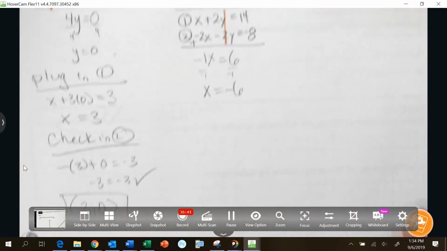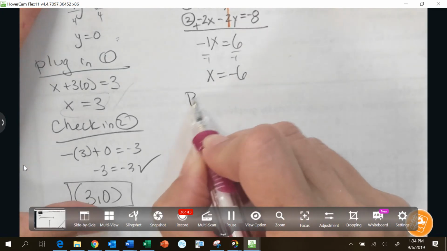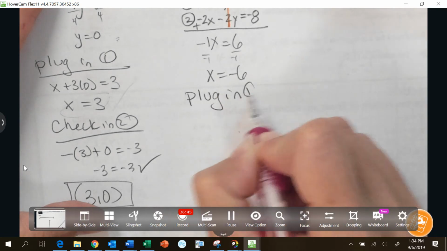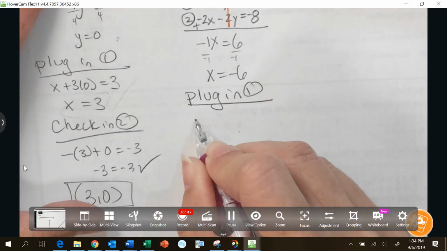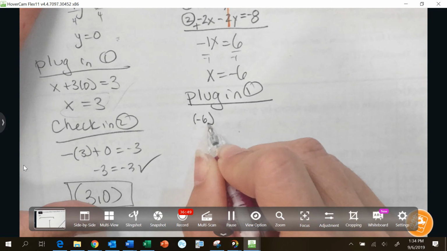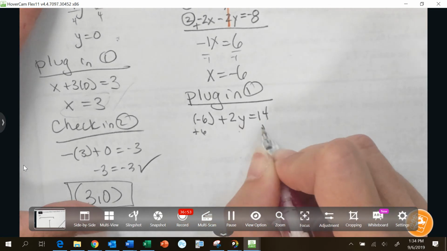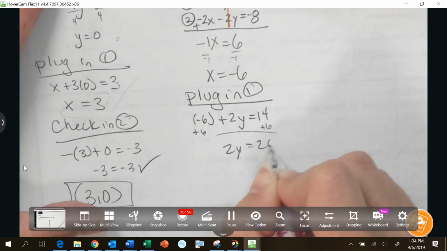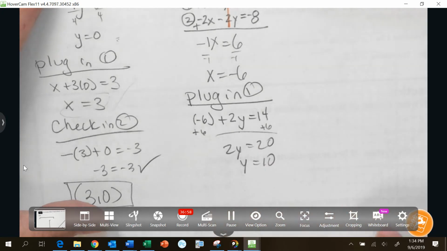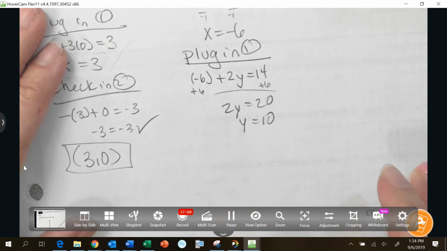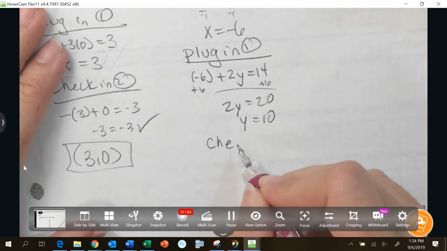Once you have your first variable, what do we do? Plug in 1. So we have negative 6 plus 2y equals 14. Add 6. 2y is 20. Y is 10. Did I make any mistakes? I went fast. Oh, I guess I'll find out if I made a mistake.